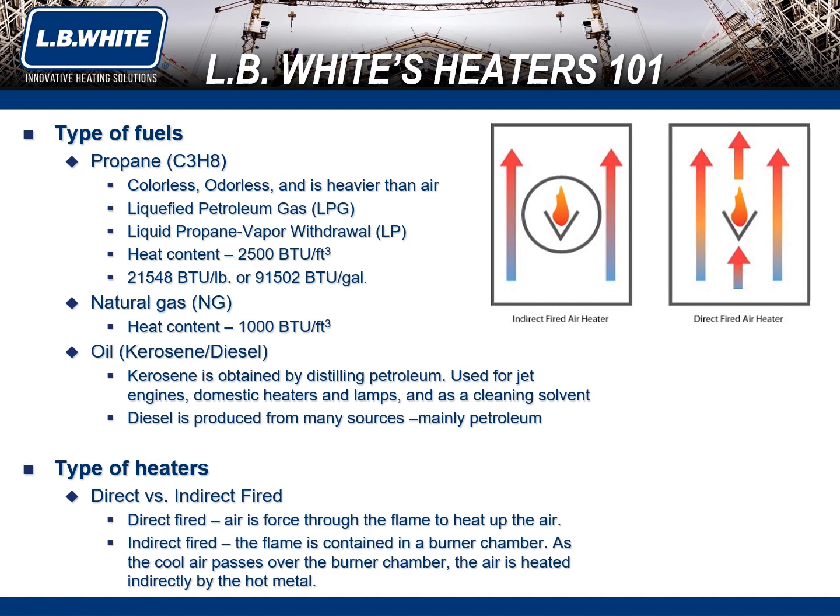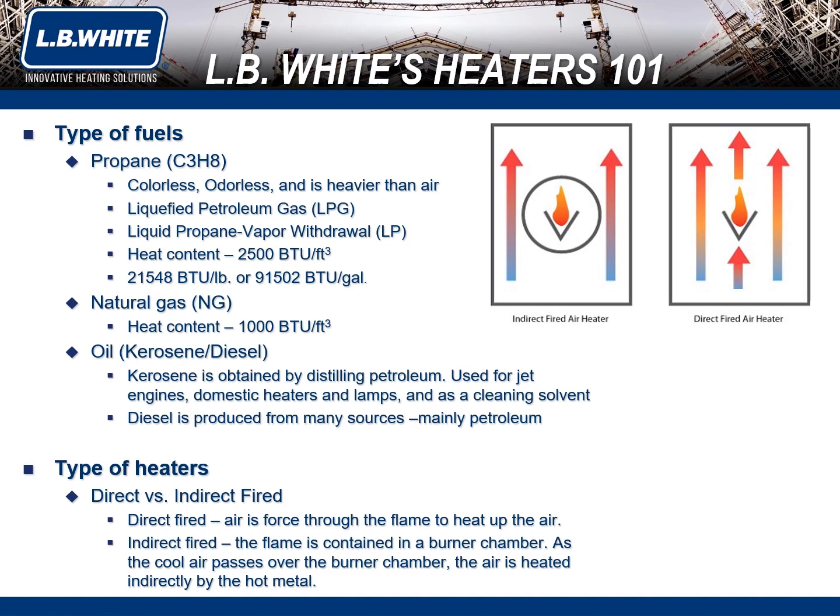The last we refer to as oil, which can be kerosene or diesel. Kerosene is a light fuel oil obtained by distilling petroleum, used especially in jet engines and domestic heaters and lamps, and as a cleaning solvent. It condenses at a temperature intermediate between diesel fuel, which is less volatile, and naphtha and gasoline, which are more volatile. Diesel fuel is produced from various sources, the most common being petroleum. Other sources include biomass, animal fat, biogas, natural gas, and coal liquefaction.